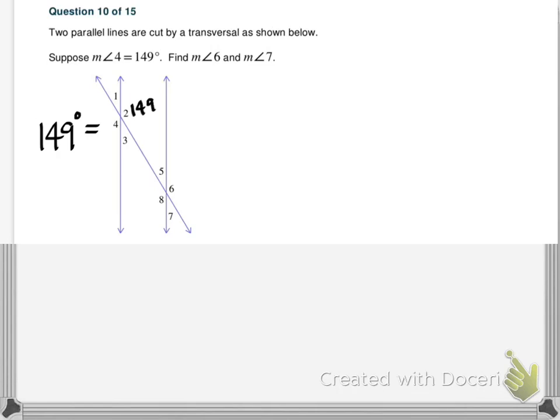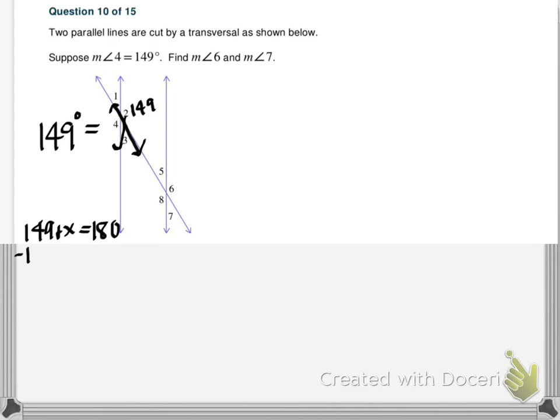It didn't ask us for that, but we can go ahead and try to fill them all in so that once we make it down to 6 and 7, we can have the answers. Alright, and then as I take a look here, angle 4 and angle 3 make a straight line. So that means they're supplementary. So that means we can do 149 plus x equals 180 to figure out the measure of angle 3.